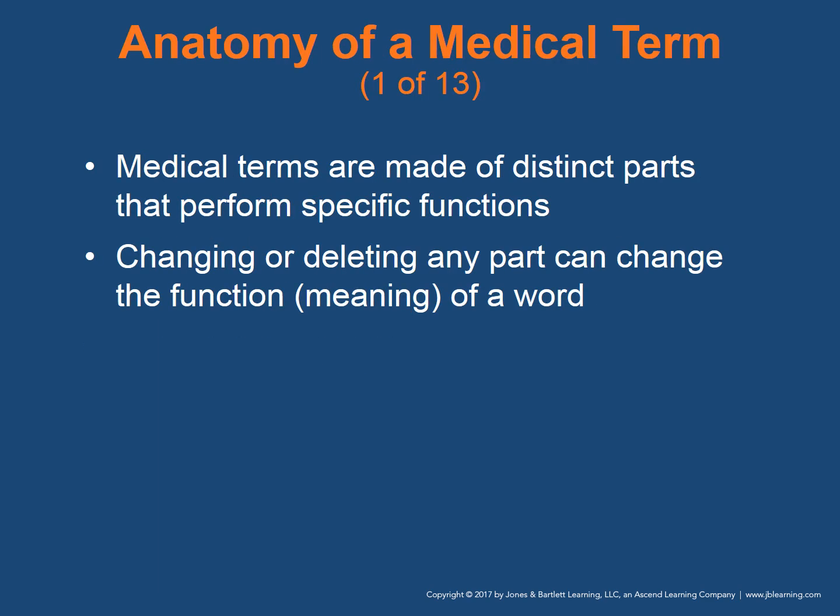So medical terms are made of distinct parts that perform specific functions. This is when we talk about the different parts of the words: the root word, the prefix, and the suffix. Changing or deleting any part can change the function or meaning of a word. We'll see that with tachycardia or bradycardia, right? The root word there, cardi, means heart, and then we have the prefix: tachy is rapid or fast, brady is slow. So there's a big difference whether it's tachycardia or bradycardia, right?